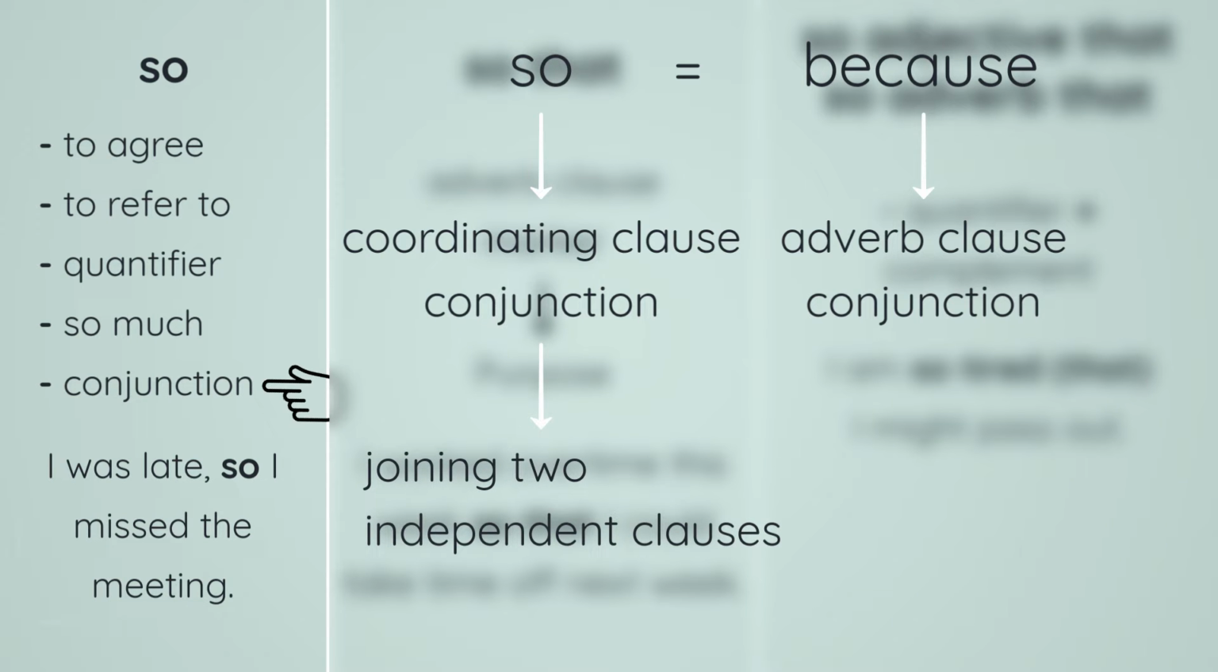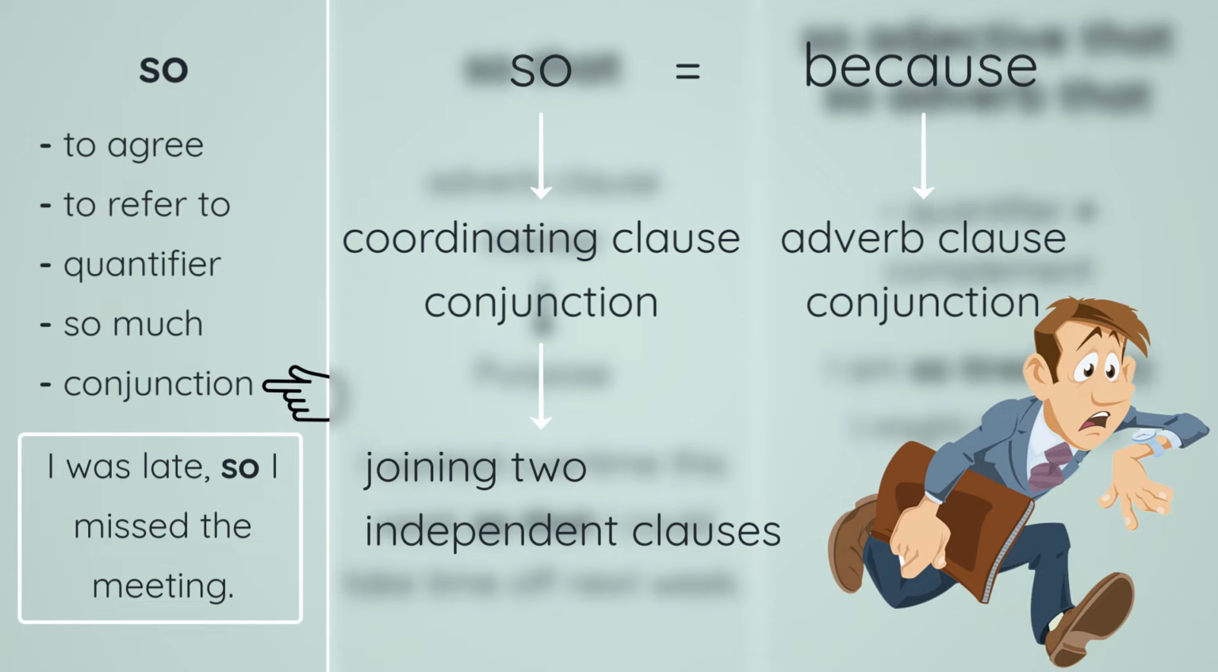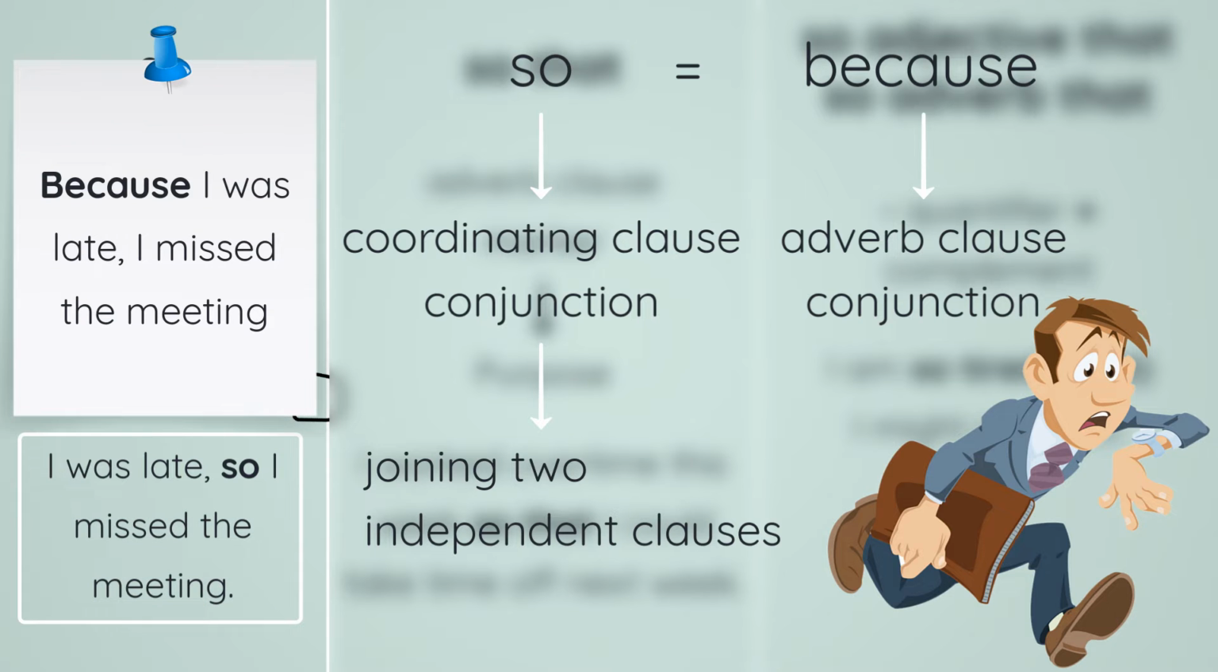I was late, so I missed the meeting. It basically shows you a result of something that came before. You could say, because I was late, I missed the meeting. I was late, so I missed the meeting. So this is a coordinating conjunction joining two independent clauses and shows you result.